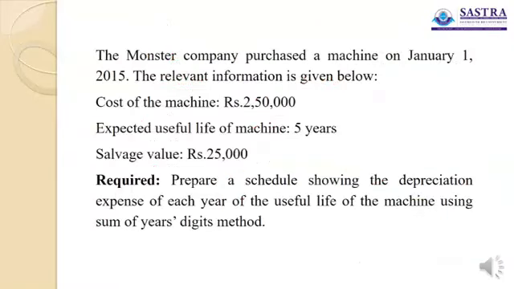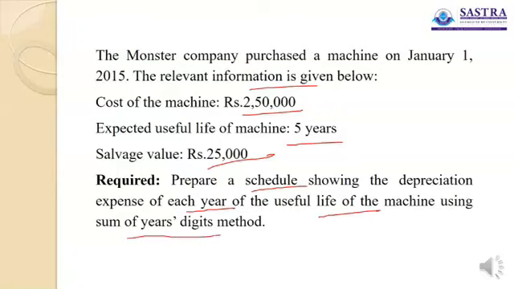Let us go to one more example. The Monster Company purchased a machine on January 1st, 2015. The relevant information is given below. The cost of the machine 2,50,000, expected useful life of machine 5 years, and salvage value 25,000. Prepare a schedule showing the depreciation expense of each year of the useful life of the machine using the sum of the years of digits method.